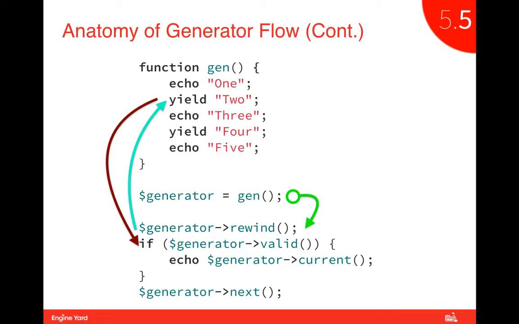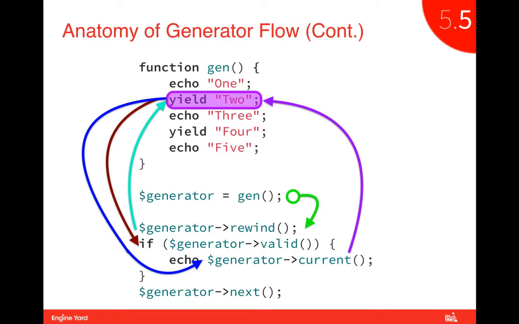So it checks if generator is valid: do we have something to iterate on? It then calls current, which returns the current value in the iteration. So we're inside of our foreach. What we've done so far is rewound, and asked, is there anything to iterate? This is the "as value" part. That's what current is getting. That jumps back into our iterator and runs the yield expression, so yield 2.